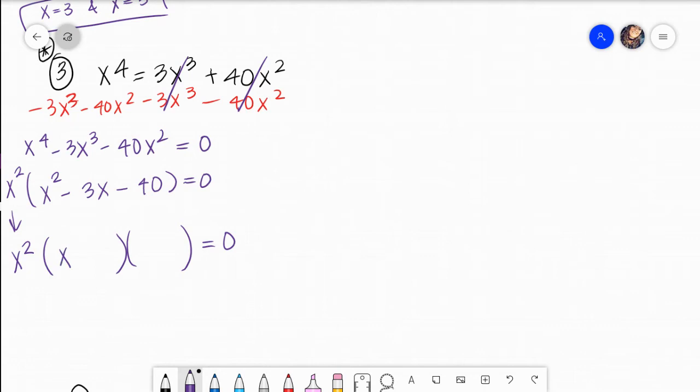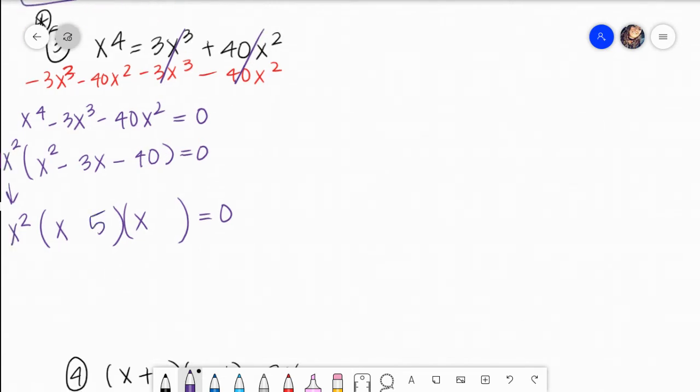I know that this needs to be an x and this needs to be an x. So what multiplies to give you your constant, and what adds or subtracts, right? What combines to give you your middle term? Well, I know that 5 times 8 is 40, and if I have a -8 and a +5, I get -3, correct? Also, if I multiply them, I get back to -40.